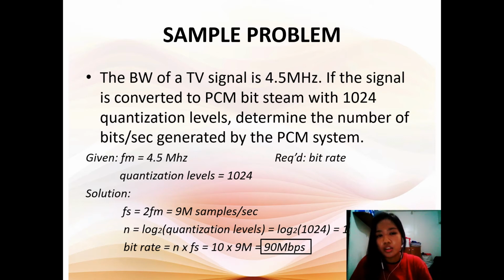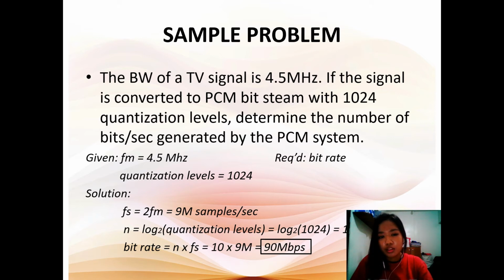And we see the given, which are fm, or the max frequency of the message signal, that is 4.5 megahertz, and the quantization levels, which is 1024. So first, we look for fs, or the sampling frequency, and we know that it is twice the message frequency, or the maximum frequency of the message signal, and that we get 9 mega samples per sec.